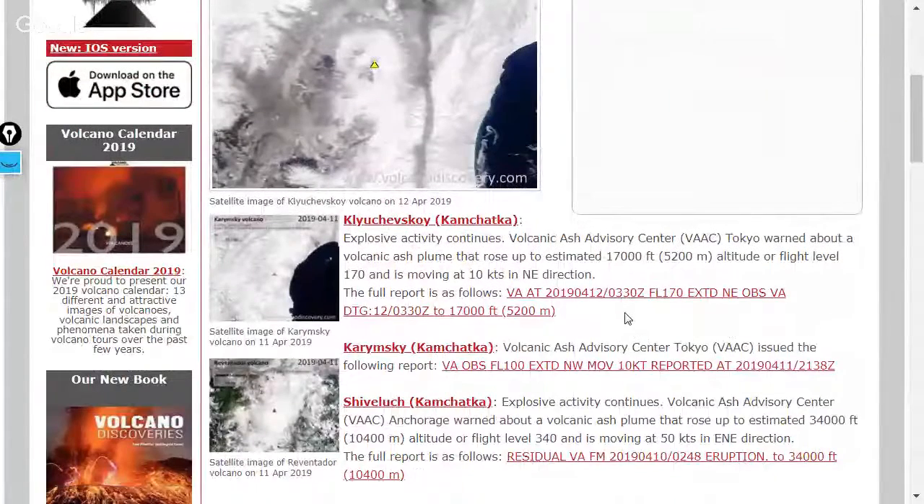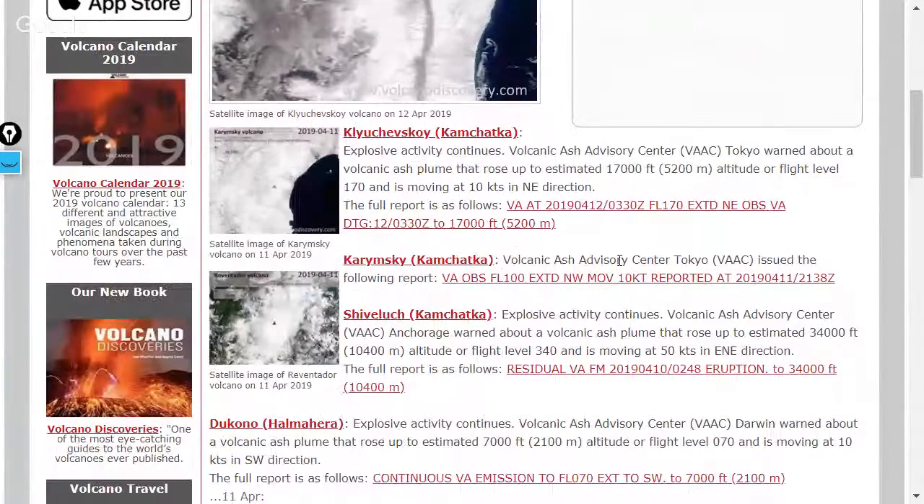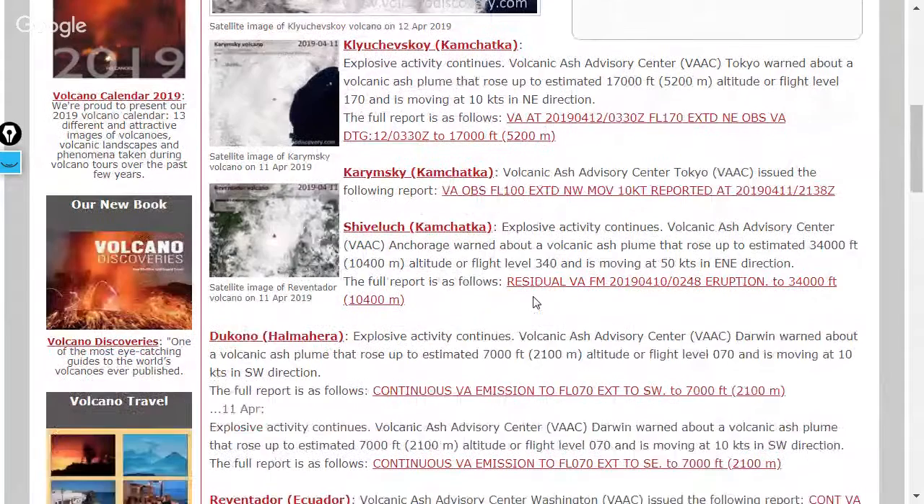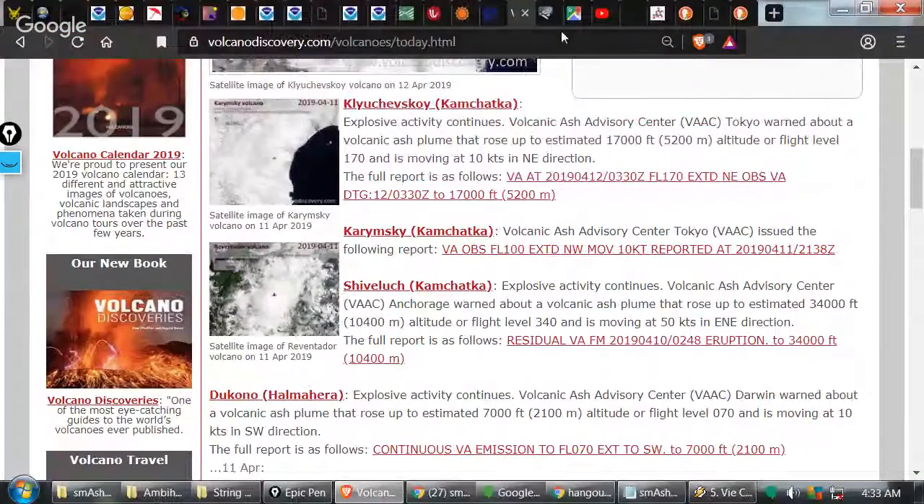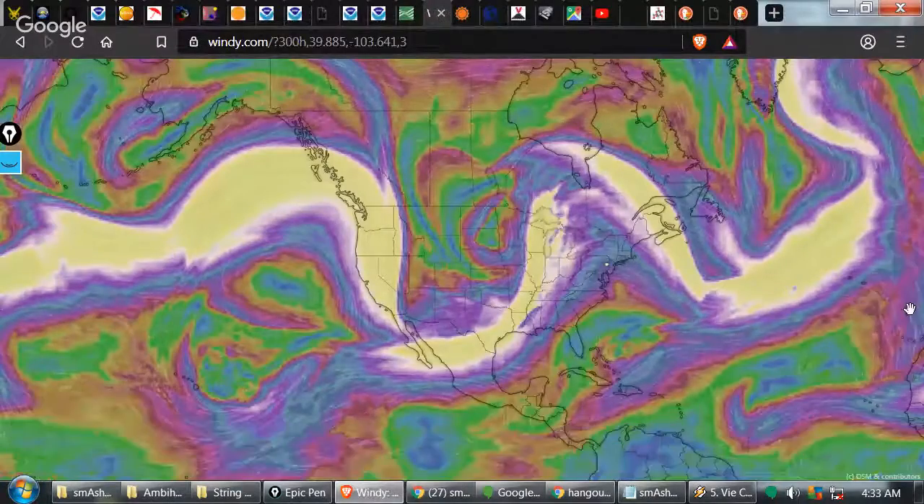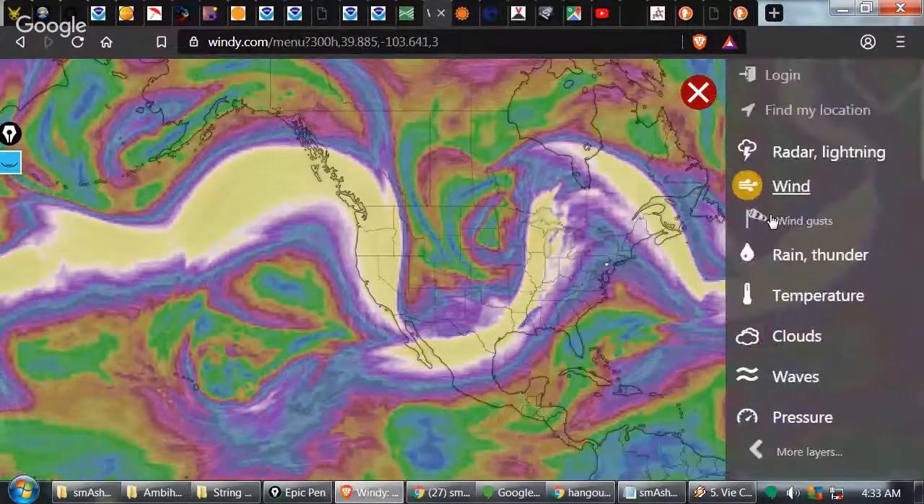Kluchevskoy producing a 17,000-foot plume there, so that's back on the list. Karymsky back on the list, producing a 10,000-foot plume there. Shiveluch remaining on the list with a 34,000-foot plume. And since we looked at it yesterday, let's go back and see if we can see the sulfur dioxide cloud. Should be on the map.